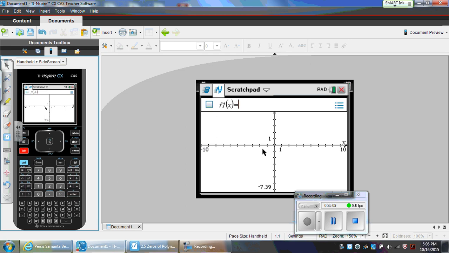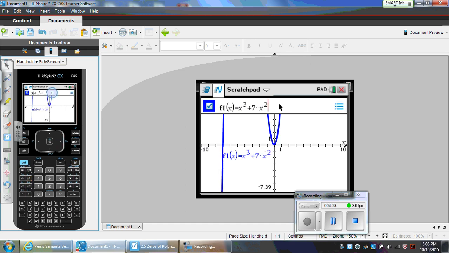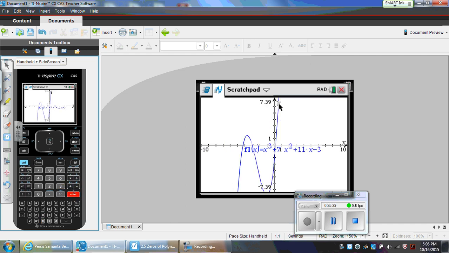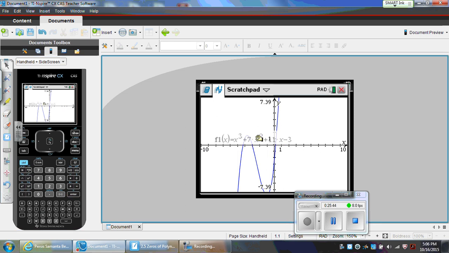And so I'm going to enter the polynomial on example 4, and that is x to the third power plus 7x squared. Oops, I made a mistake. Oh, sorry, didn't mean to do that. So I'm going to go back and correct it. I'm missing plus 11x, and then the constant term minus 3. So now we can see the polynomial here. We'll move the equation out of the way.